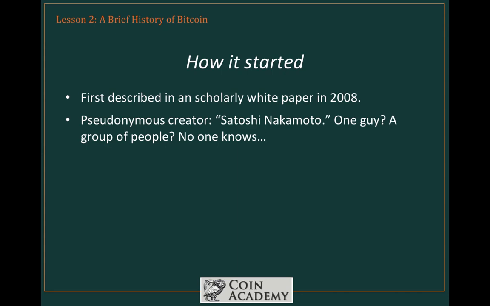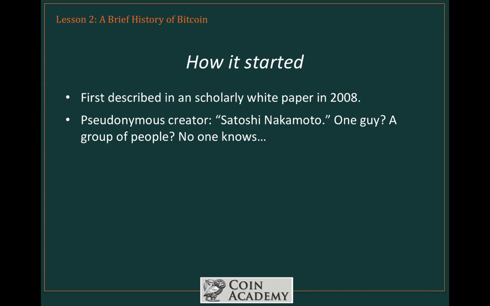A lot of people tend to suspect it was actually a team of individuals, but again, no one knows for sure. There was some press recently that Satoshi Nakamoto had been found, that this was the guy. That gentleman vehemently denies that it was him, so the mystery remains. Will we ever know who he is or who they are? Possibly, but certainly not right now.